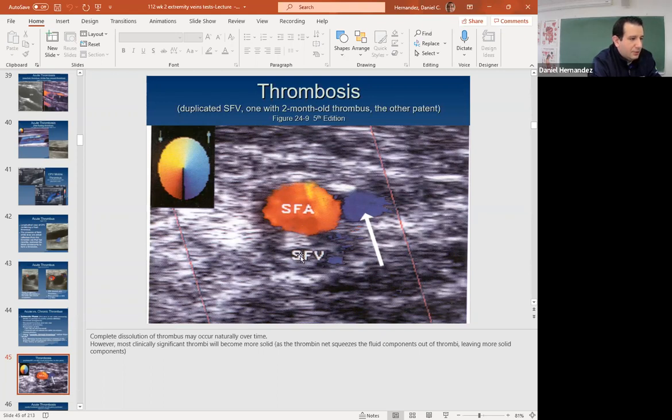So this is just showing the superficial femoral vein. This would be a collateral that's developed, or a duplicated SFV, where they have one channel that's open and patent, and then the more posterior channel shows maybe just a small area that's become recanalized.